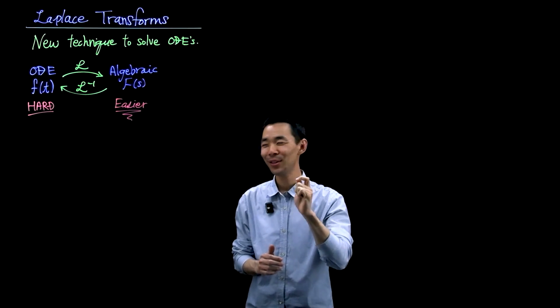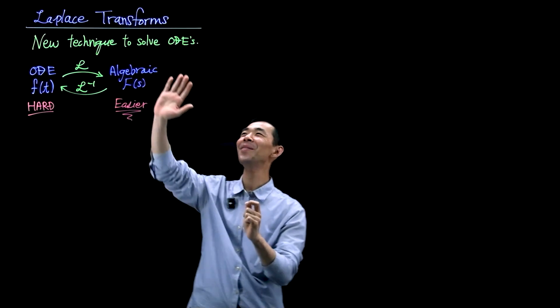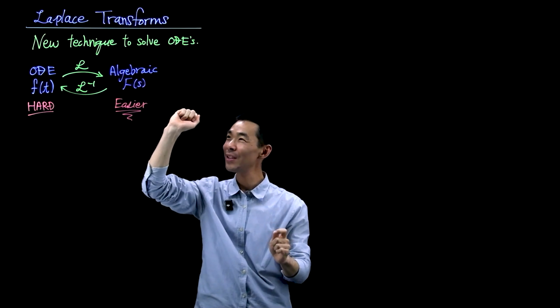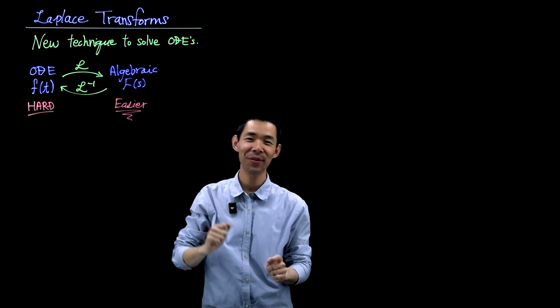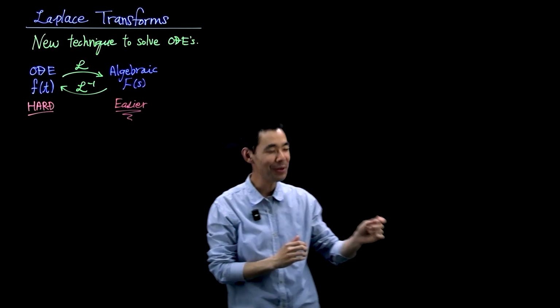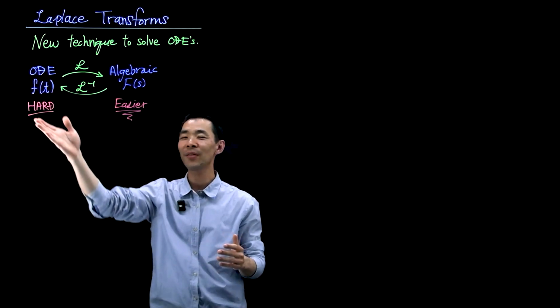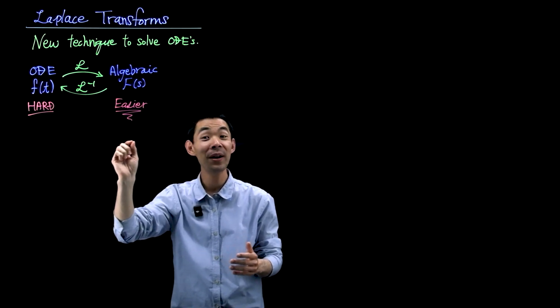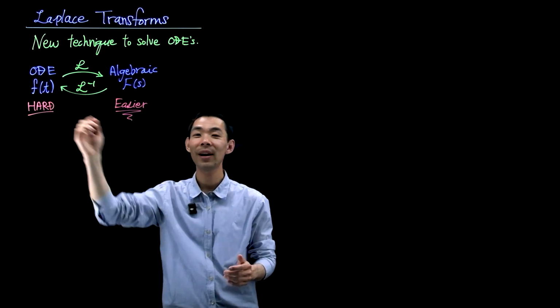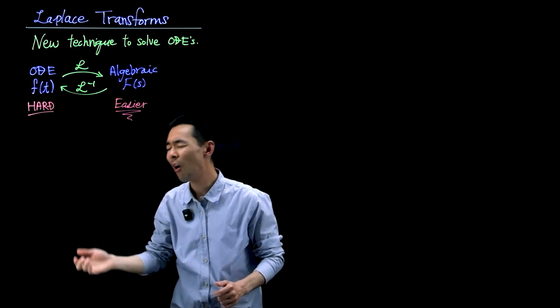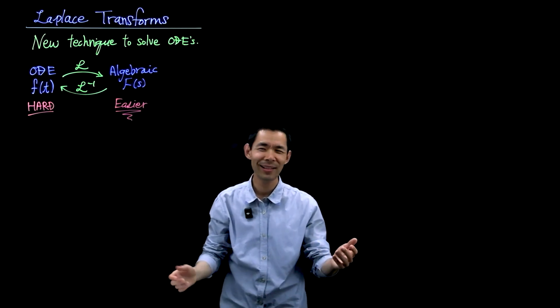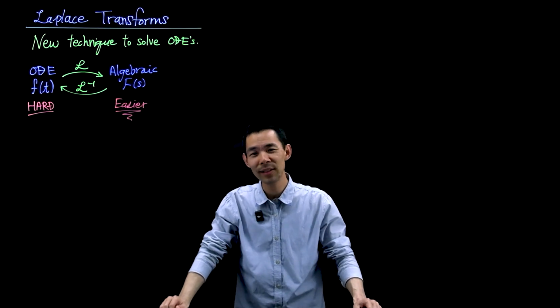Today is the day. Today, it's finally here. The day where we get to use the black magic of the Laplace transform, which is a new technique to solve differential equations. And we're going to use it to take an ordinary differential equation for a function you want to find, little f, as a function of time, which is really hard to solve, right? ODEs are really hard to solve.